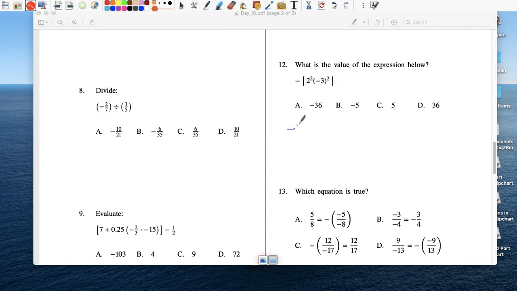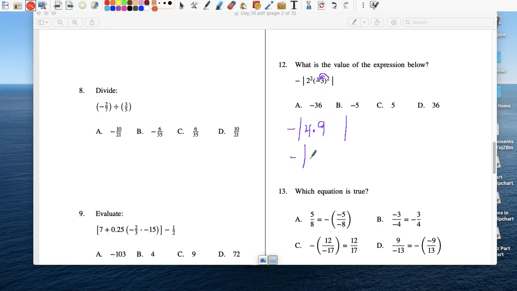Again, take care of, simplify this, right? So 2 to the second power is 4 times negative 3 to the second power. Remember, that 2 is telling everybody inside the parentheses to multiply by itself twice. So it's negative 3 times negative 3, which gives us a 9.